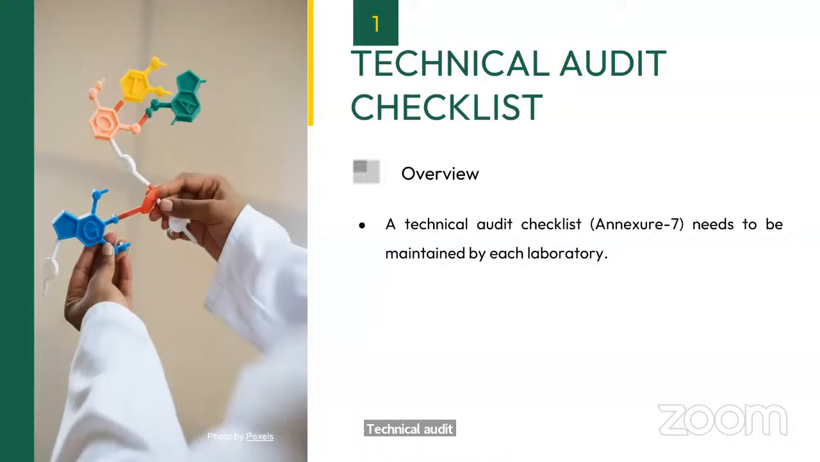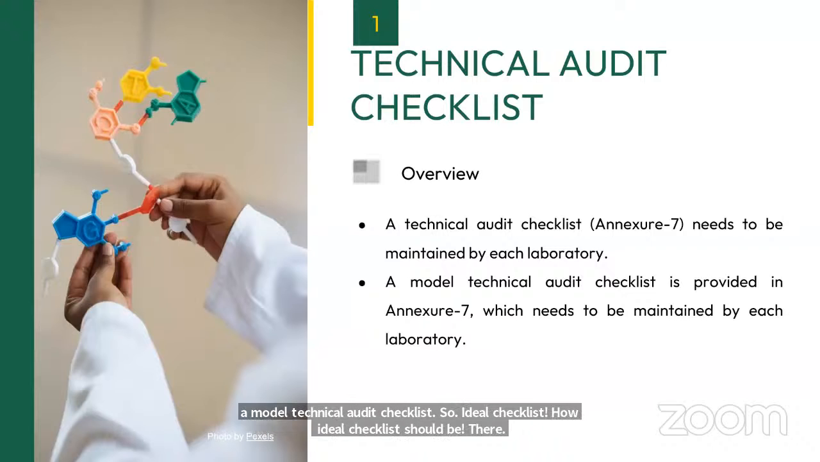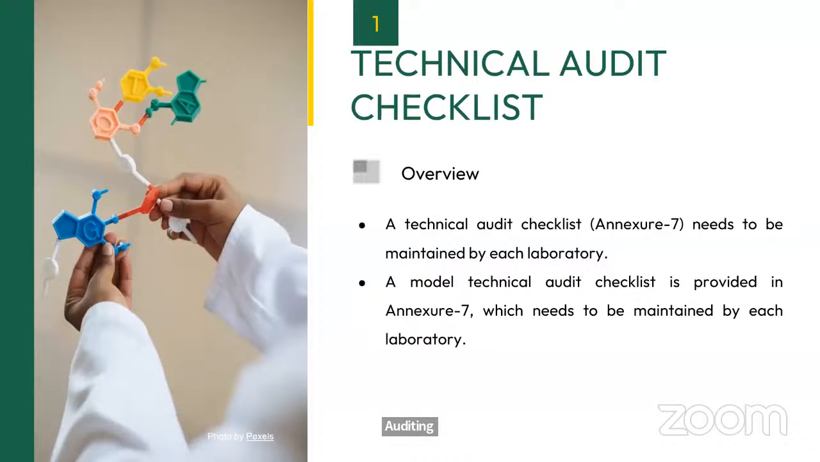So here in Annexure 7, it is given. I will have a brief discussion on this audit checklist also. A model technical audit checklist is provided in Annexure 7, which needs to be maintained by each laboratory. So it is a model technical audit checklist, how an ideal checklist should be. It is given in Annexure 7. So these minimum criteria should be available in your auditing checklist. You can have more than this, apart from this, any other additional criteria which are relevant for the auditing of your laboratory activity.